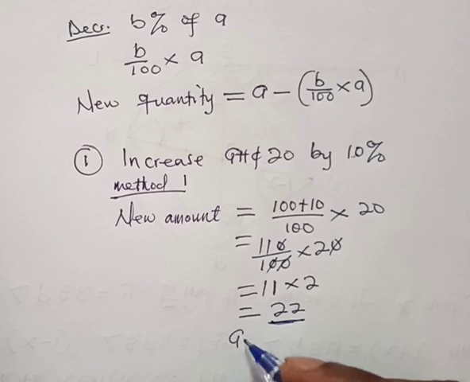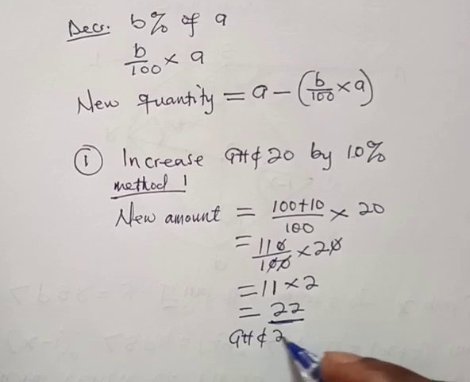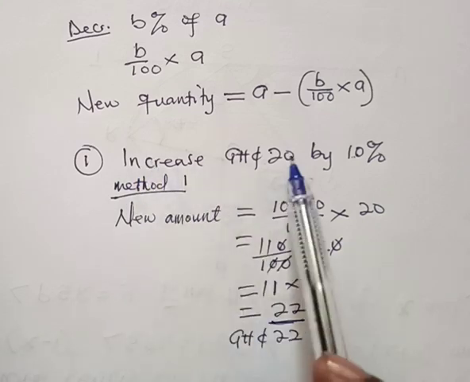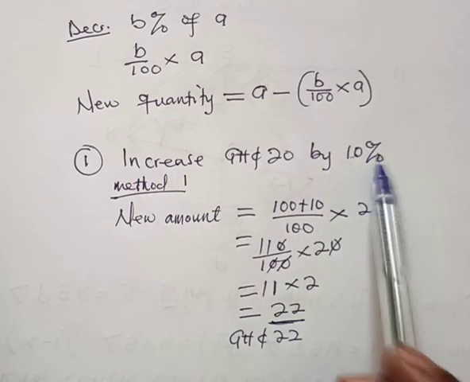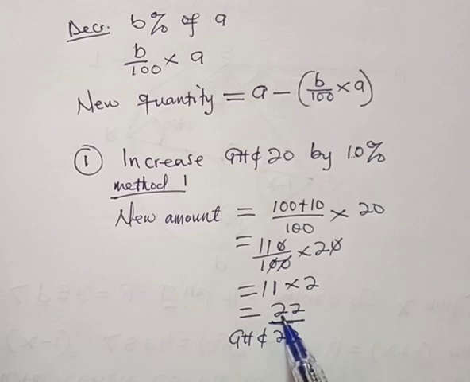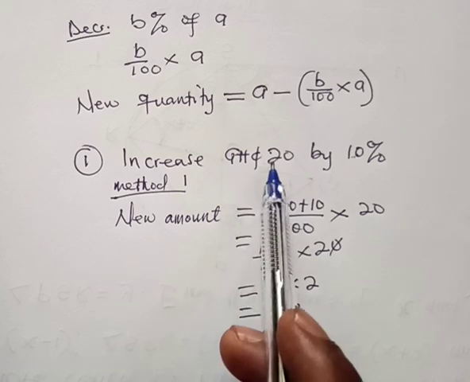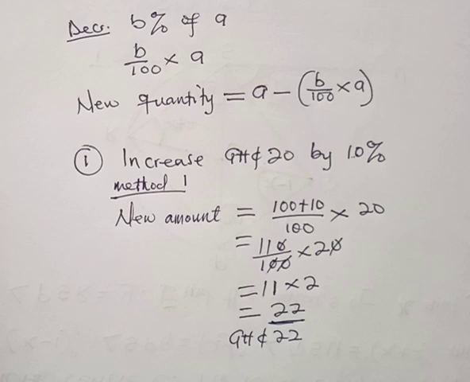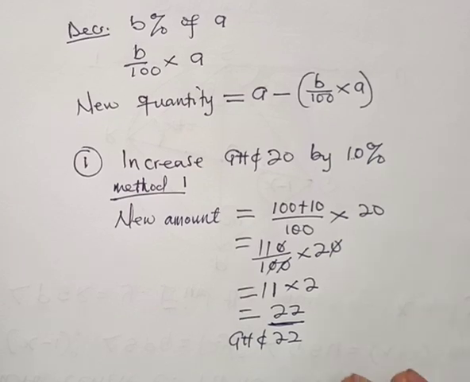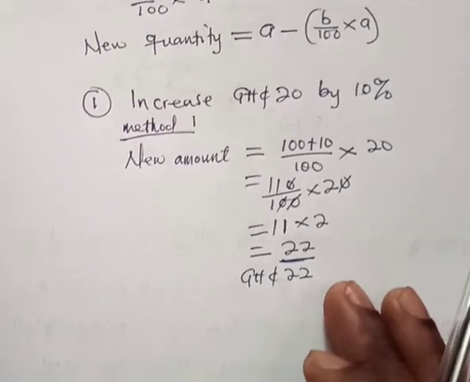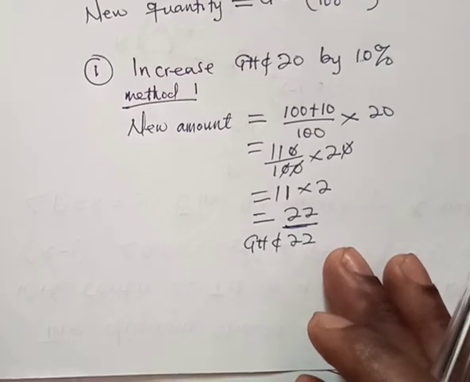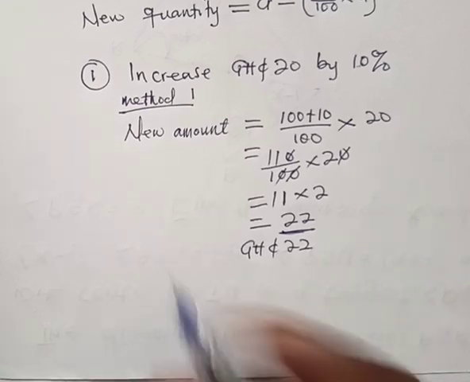So this gives me the actual amount. It means that I have 22 Ghana cedis. So if I increase 20 Ghana cedis by 10%, I'm going to get 22 Ghana cedis. So an additional 2 cedis has been added to the 20 Ghana cedis. You see that this principle is very basic. All right, great. Now let's use the second method. Let me use method 2.